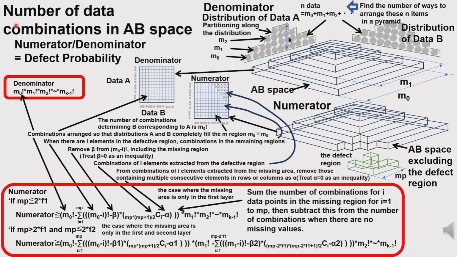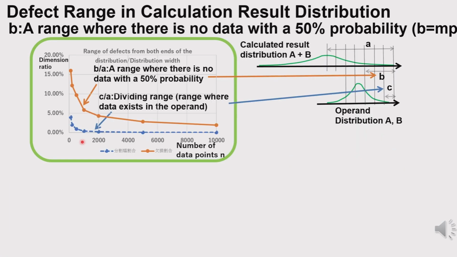To determine the size of MP, I plotted how MP changes when increasing the number of iterations. In this figure, the horizontal axis represents the number of data points n, ranging from 100 to 10,000. The blue line shows the segment width of the original distributions, indicating that at least one data point exists from the boundary up to this range. The orange line represents the distribution after the operation. With a probability of more than 50%, there are no data points from the boundary up to this range.